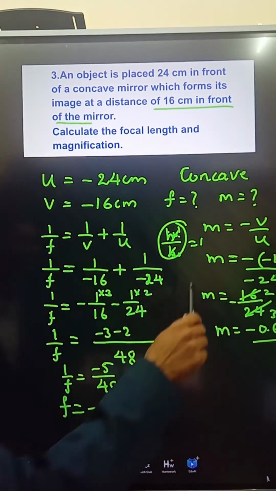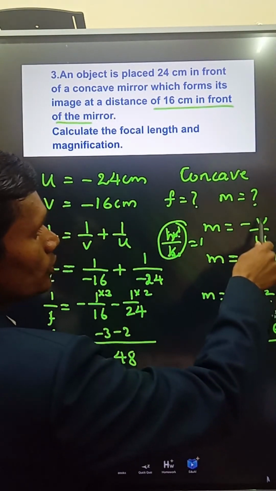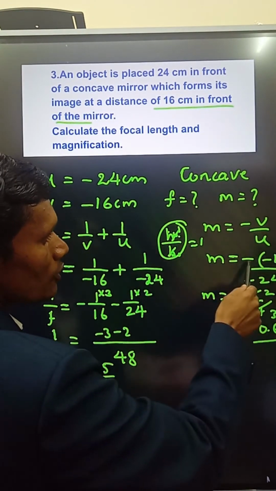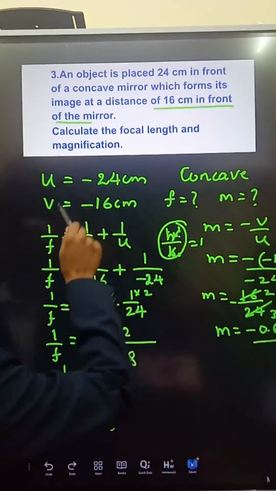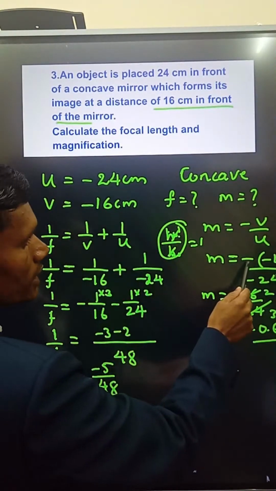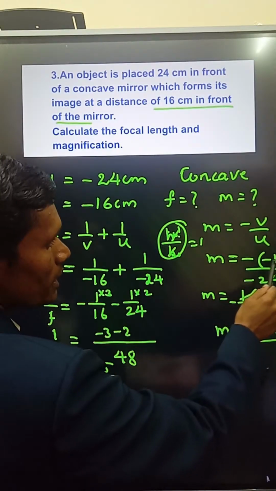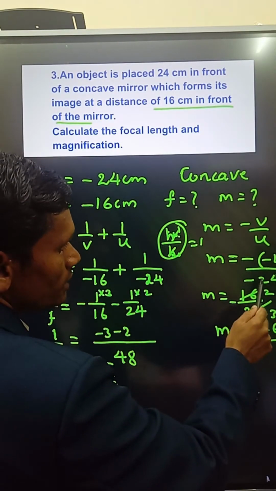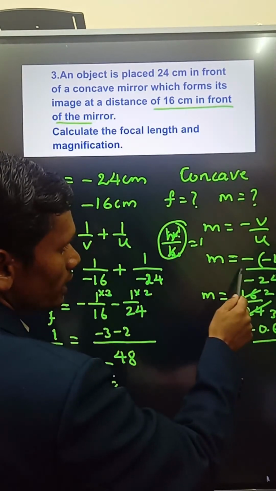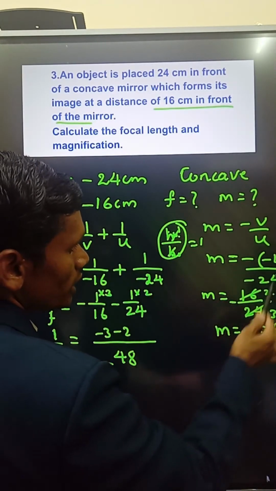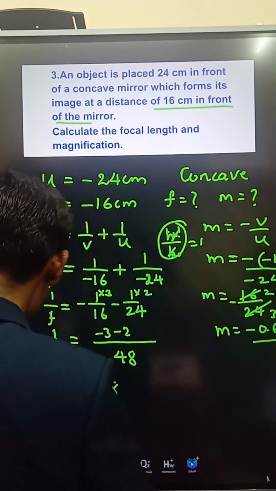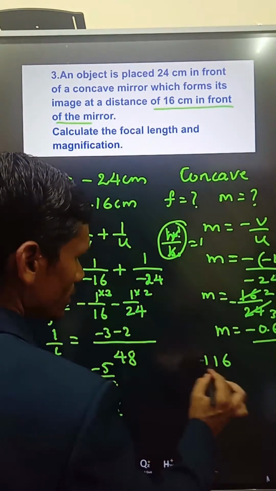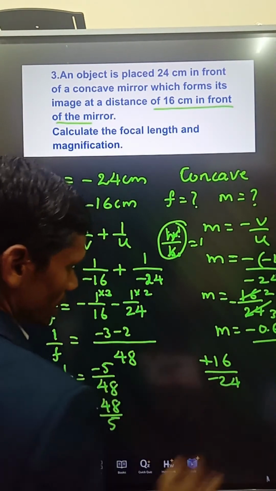I have just substituted the values here. M is equal to minus v upon u. This is the formula. I have kept the minus outside and written the v value, which is minus 16. So minus outside, minus 16 inside. If you multiply both, this becomes plus 16. Down is minus 24. That minus I have brought to this side. So like this we are getting minus 24, right?